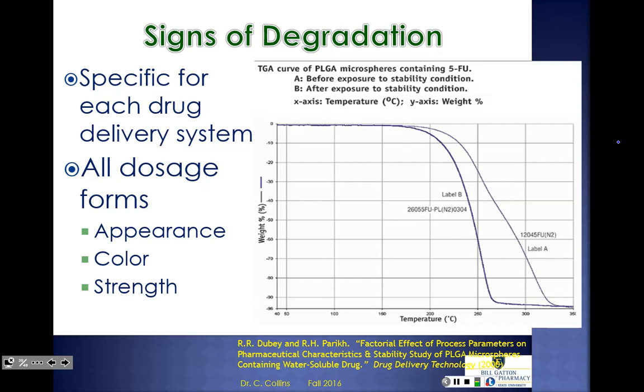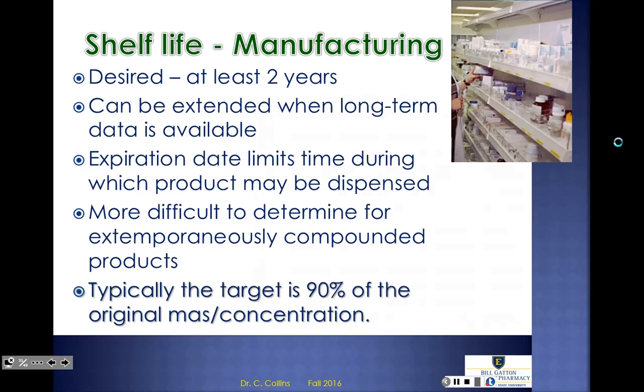Signs of degradation are specific for each dosage form. So appearance, color, strength. If something physically is obviously changed, then there's something potentially chemically wrong. Here's a thermogravimetric approach, and when this curve starts to go down, it shows degradation. So you can look at the standard product and the product after it's been stressed.